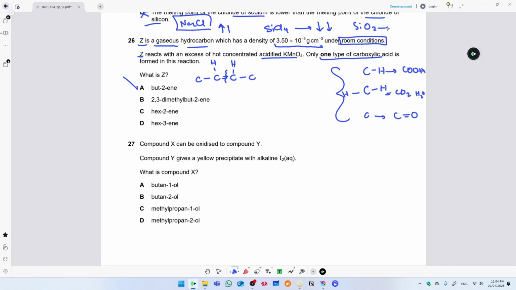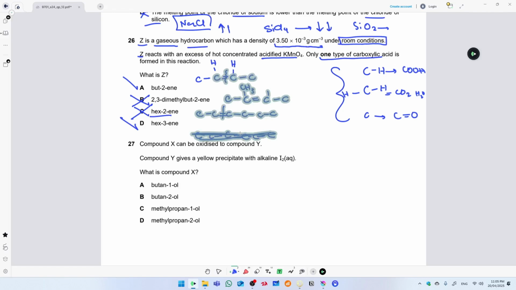2,3 dimethyl butene. So if it's symmetrical and each have the same number of hydrogens, then yeah, they will form the same type of carboxylic acid. 2,3. Now these will form ketones, so B is wrong. Hex 2-ene. So this is not symmetrical. This will form butanoic acid. This is ethanoic acid. So C is not valid. Hex 3-ene is symmetrical. So yes, valid.